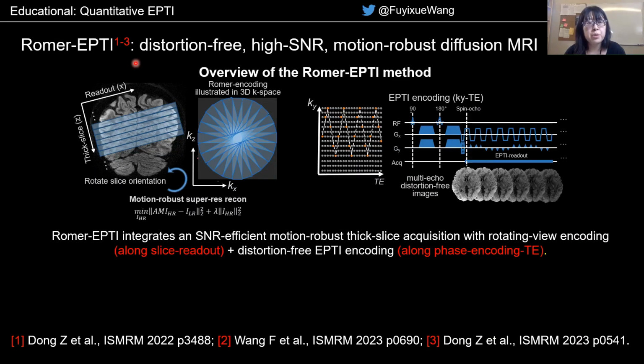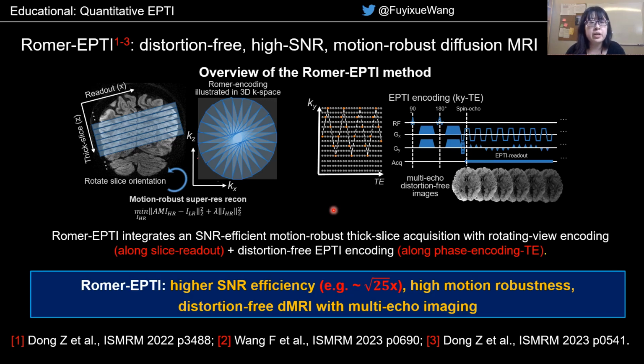Recently, a Romer-EPTI technique was developed to achieve distortion-free diffusion MRI with significantly higher SNR efficiency and motion robustness. It integrates an SNR-efficient, motion-robust fixed slice acquisition with rotating-wheel encoding along the slice and readout direction, and also the distortion-free EPTI encoding that samples in the phase encoding and time or echo time domain.